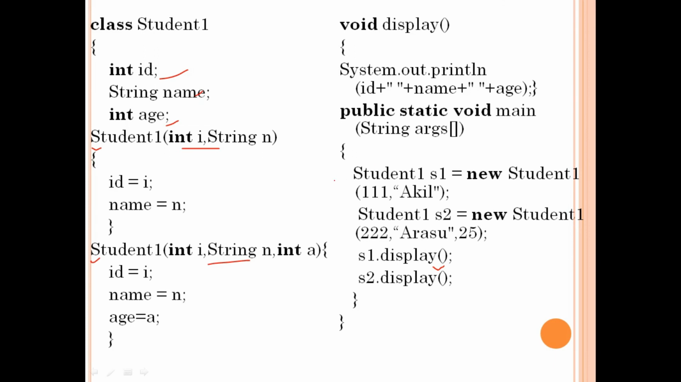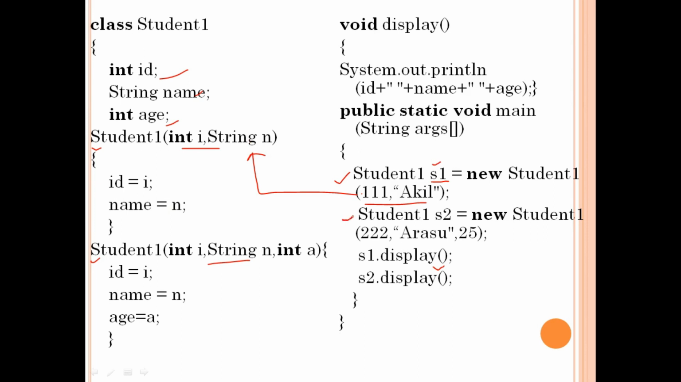This is our object creation, Student 1 s1. I am creating the object s1 with the value of two parameters only, that is two data only, triple one and akil. These will be assigned to your id and name. It will be chosen according to your number of parameters, so this will choose this constructor. So id will be replaced as triple one and name will be replaced as akil.